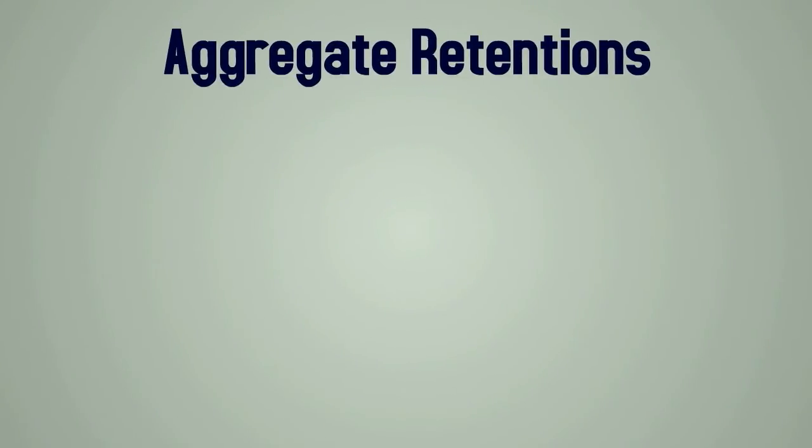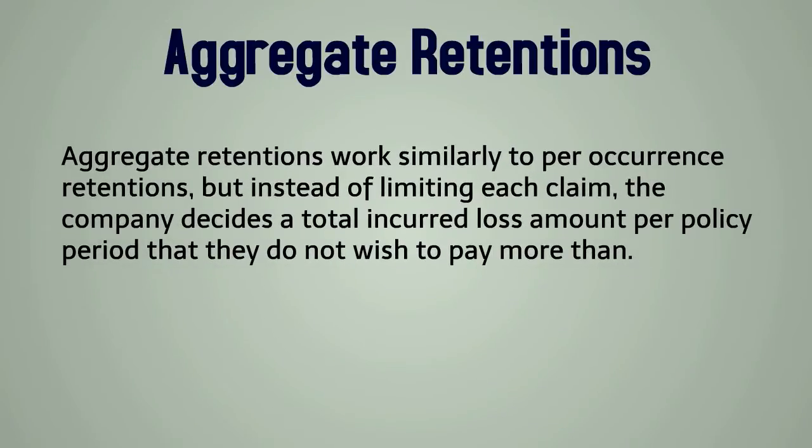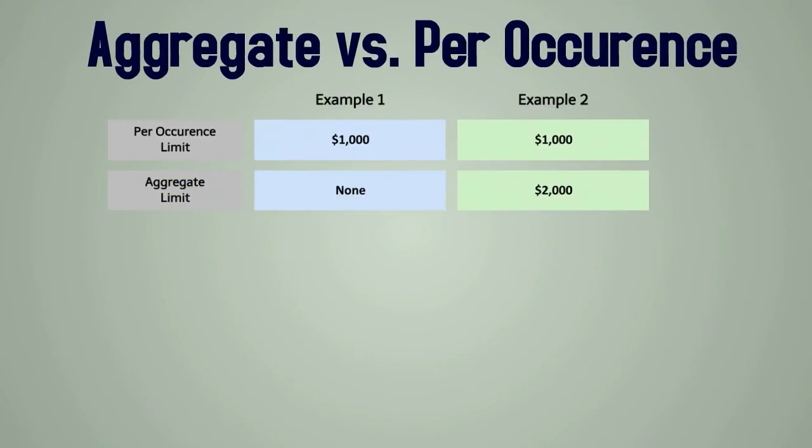There is one more common type of retention that we wish to cover. Aggregate retentions work similarly to per occurrence retentions, but instead of limiting each claim, the company decides a total incurred loss amount per policy period that they do not wish to pay more than. Typically, though, this is used in conjunction with a per occurrence retention and is used to further limit loss volatility. Now let's look at an example that demonstrates how the aggregate limit would work for a policy.